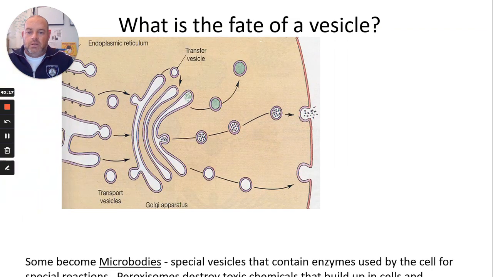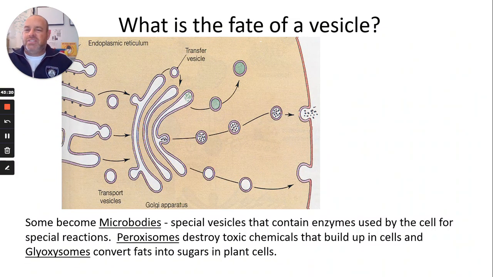And then lastly, we lump everything else into something we call microbodies. There's a lot of other little things they can become. Special little vesicles that contain enzymes for specific jobs. A couple examples are peroxisomes, which destroy toxic chemicals that build up. You might be able to discern what peroxisomes are going to destroy in particular. Peroxides, right? They're going to get rid of peroxides and things like that that build up in the cell to help the cell stay clean and functioning.